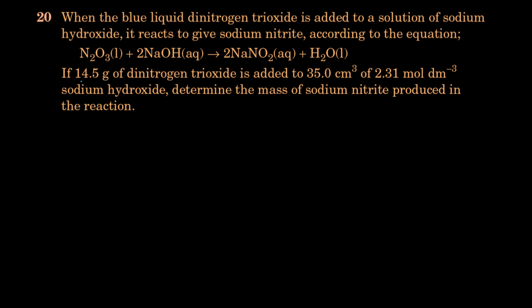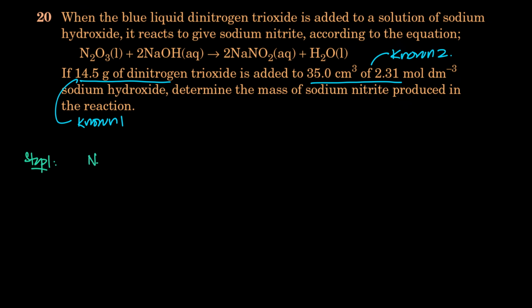The way the question looks, it seems like it has two knowns. This is one known, right? You can use this to find the moles of dinitrogen trioxide, and that's the other known, which is the volume and concentration of sodium hydroxide. So the goal is to find the moles of both knowns and then see which one is in excess. So step number one is just finding the moles of both knowns, known 1 and known 2.